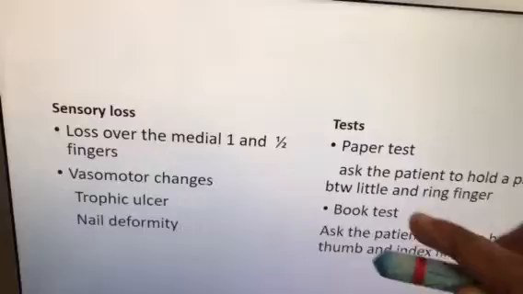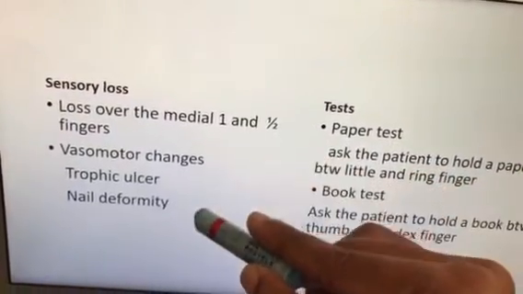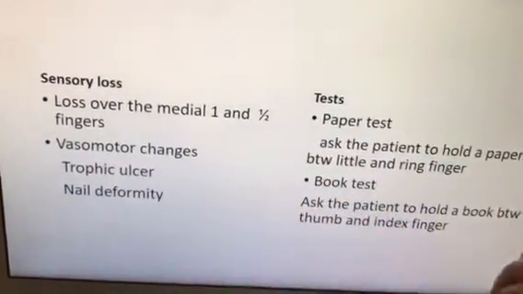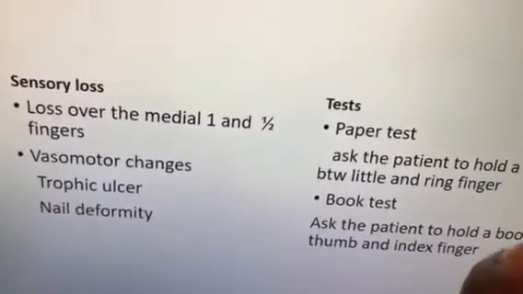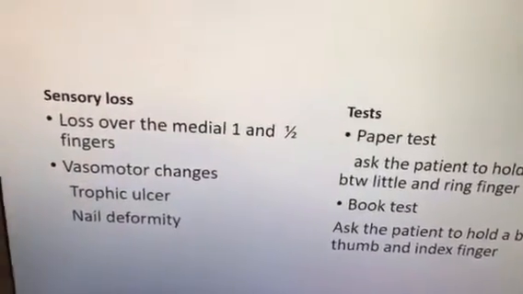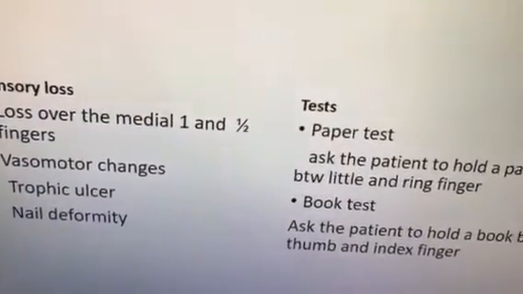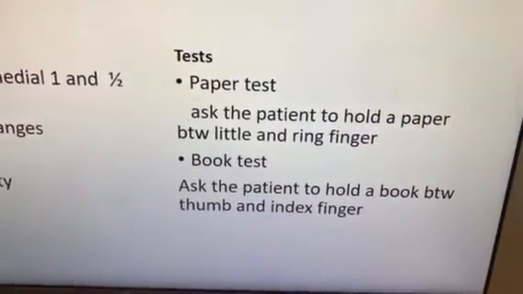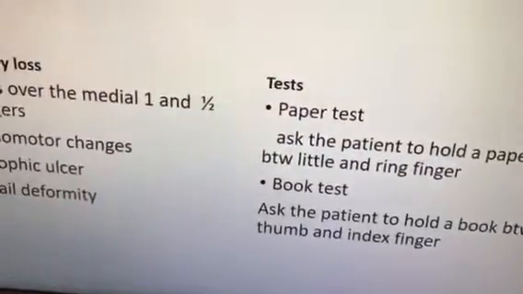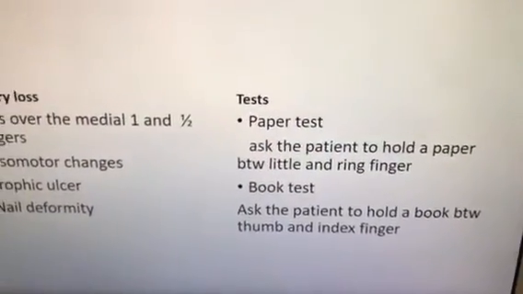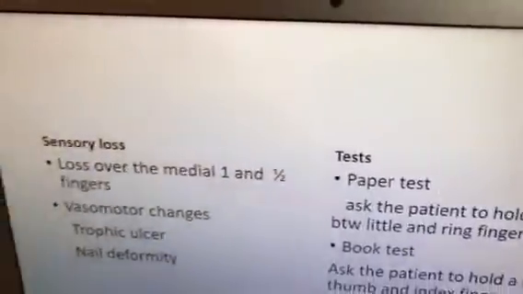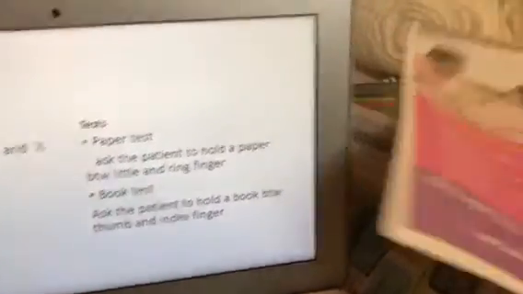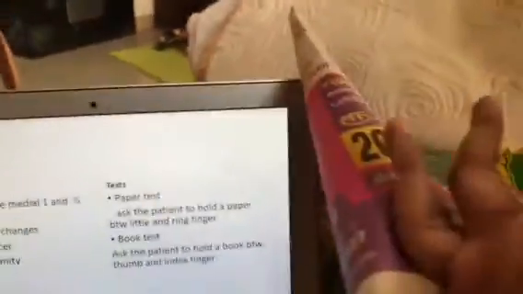So what are the features you will see? 1.5 fingers sensation lost, and tropical ulcer because sensation is lost. So you will be getting the ulcer, and nail deformity will be there. What are the tests you are going to do? Paper test and book test. Paper test is: ask the patient to hold a paper like this between the index, the little finger and the ring finger.